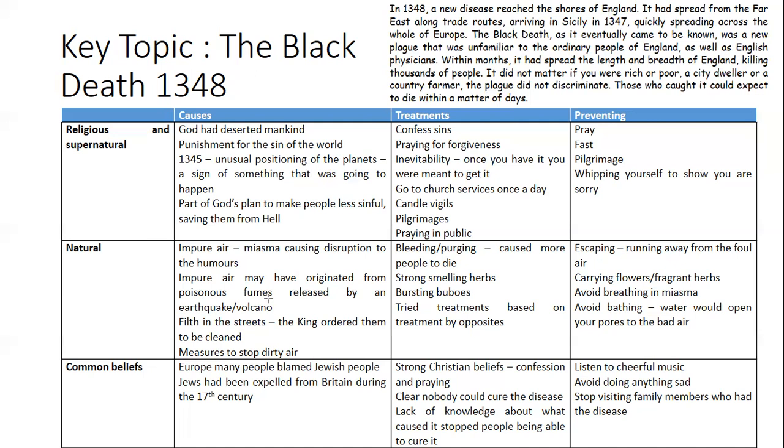Treatments, similar to what we've talked about. Confess your sins, pray for forgiveness. Some people thought it was inevitable. Once you've got it, you were meant to get it because you've not lived a good life. You bleed, you purge, you burst the buboes, which would be very difficult because they'd be quite hard and difficult to pop. Confess your sins, pray. Some people just decided to enjoy their lives because it was inevitable that they were going to die.